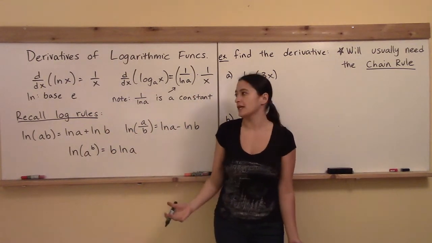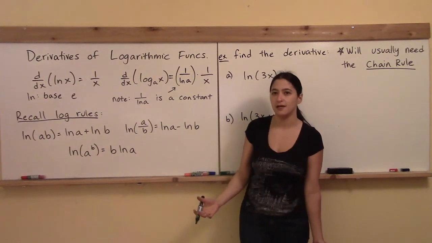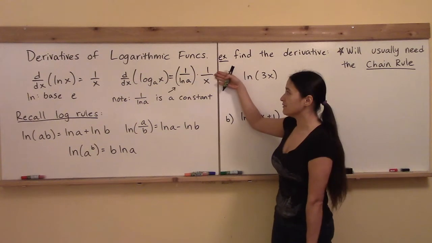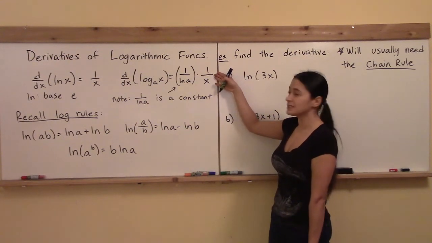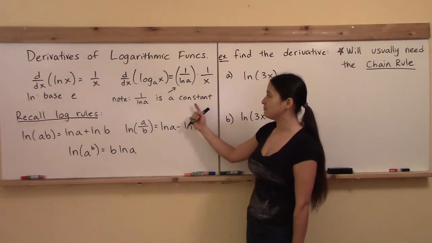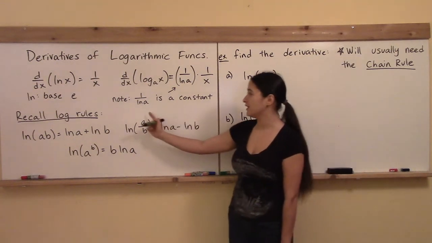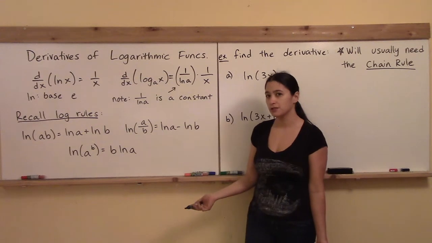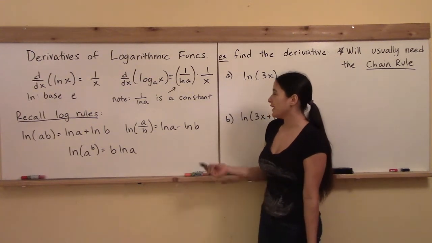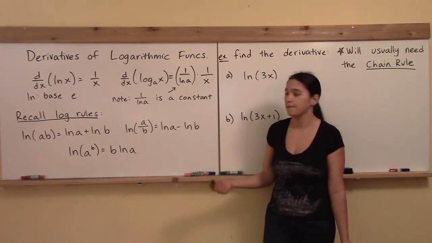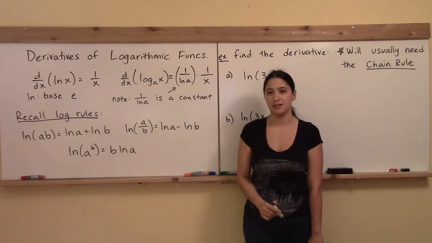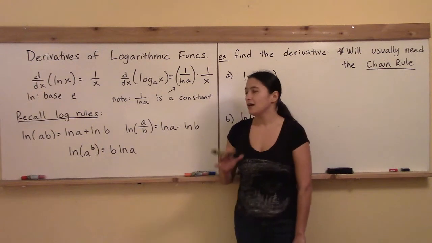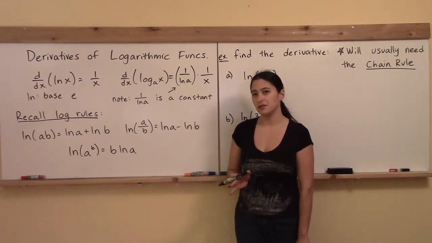Okay? Sometimes the second most common base to work in is base 10. So sometimes if you have to work in another base, your derivative is still going to involve the functional form 1 over x. However, there's going to be this pesky constant, and here I've noted that 1 over ln of a is just a constant. It's just going to be a multiplicative number. And so you're just going to have to deal with that because you didn't want to work in base e. Okay? So usually we're going to be working with the natural log. Alright, so those are the two rules that you need to know.